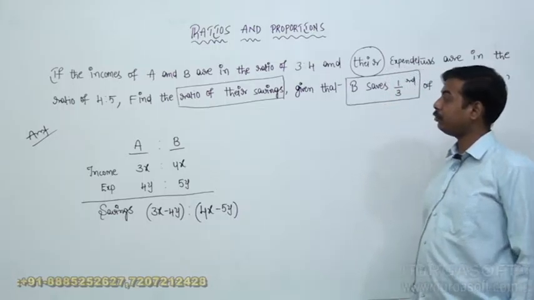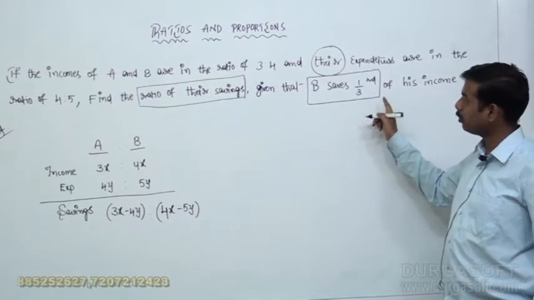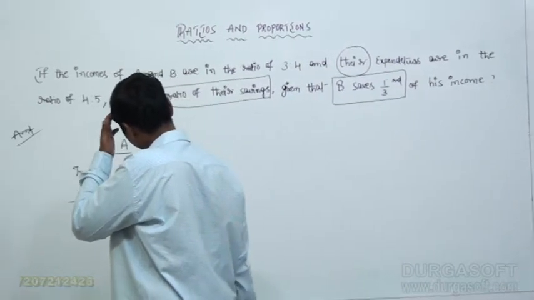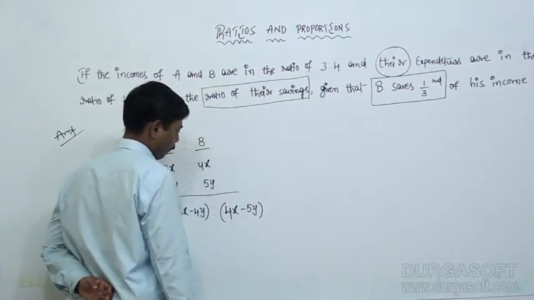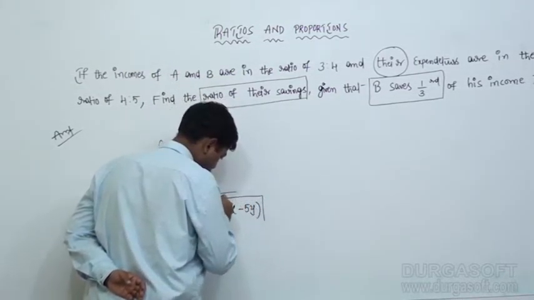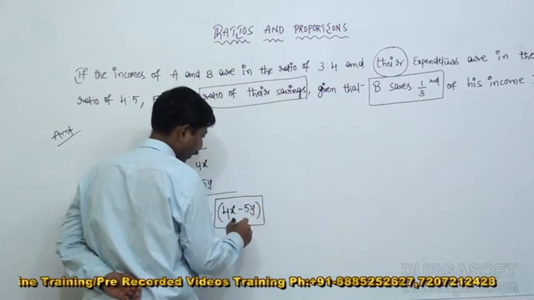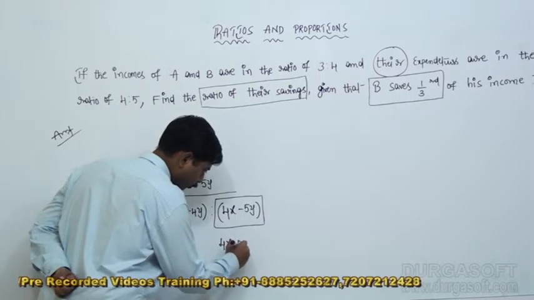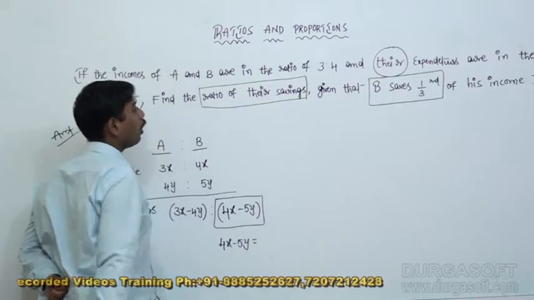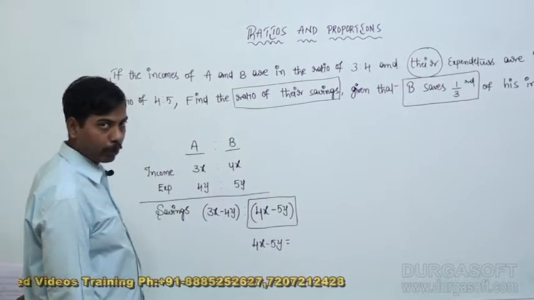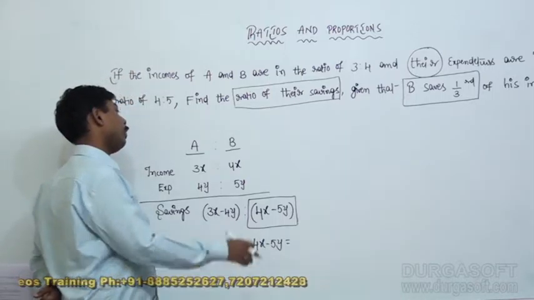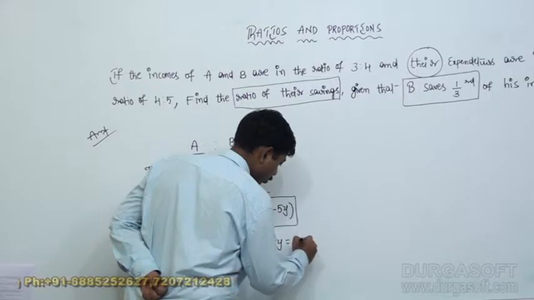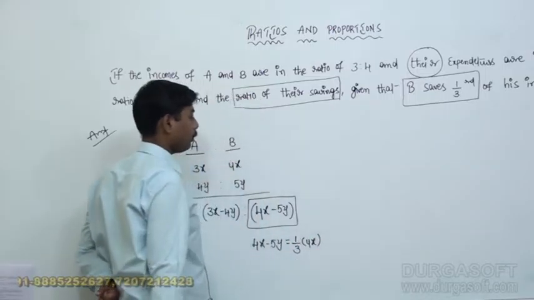When we talk about the condition in the question, B saves 1/3 of his income. Let us put a focus here. What about the savings of B here? Savings of B we know, that is 4x minus 5y. Savings of B equal to how much part of his income? 1/3 of his income, right? Income of B we came to know, that is 4x. 1/3 of 4x means 4x by 3.